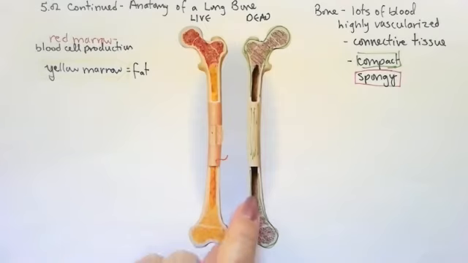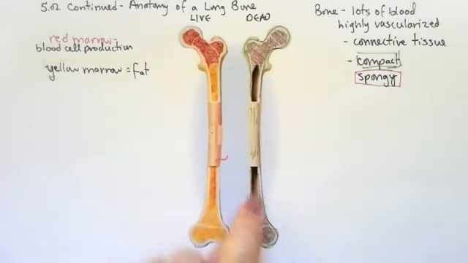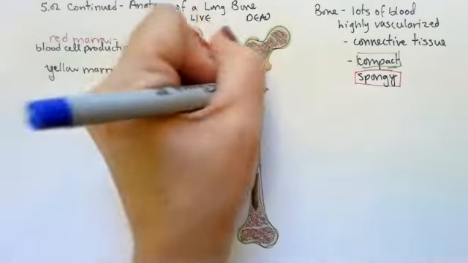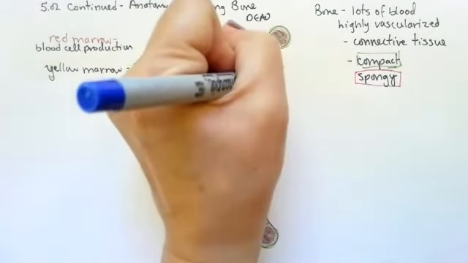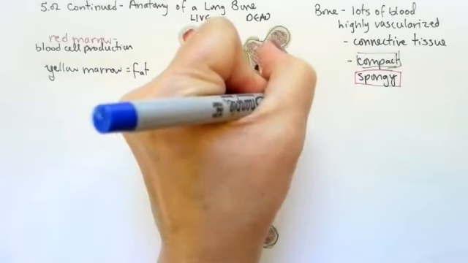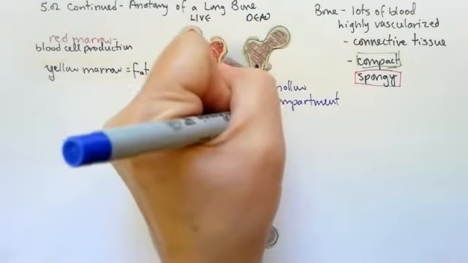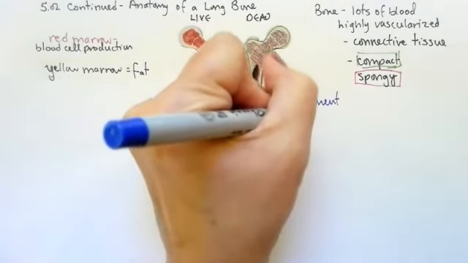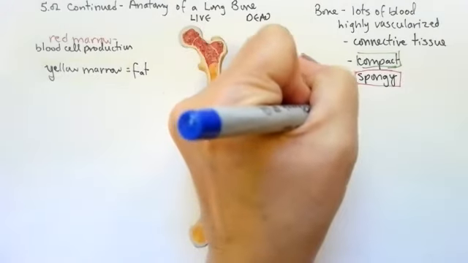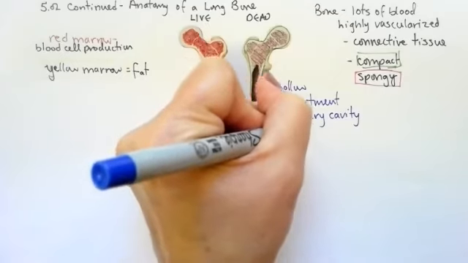You'll notice this center looks a little bit different, and I'm going to label this next structure over here. So we have a hollow compartment. So this compartment, we have a hollow compartment called the medullary cavity. And that's used for marrow storage.